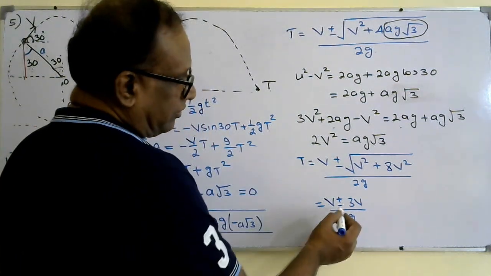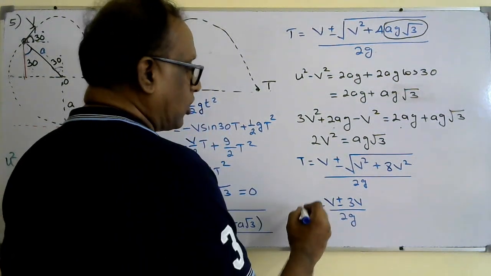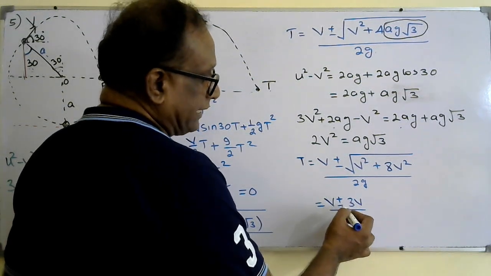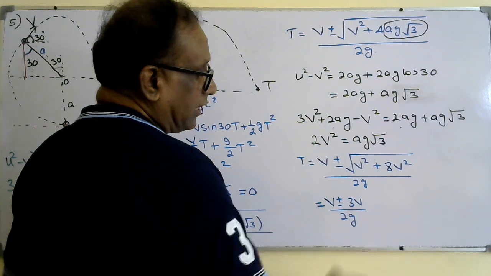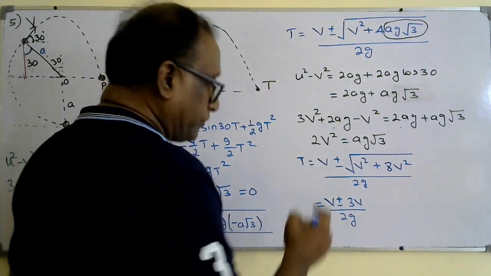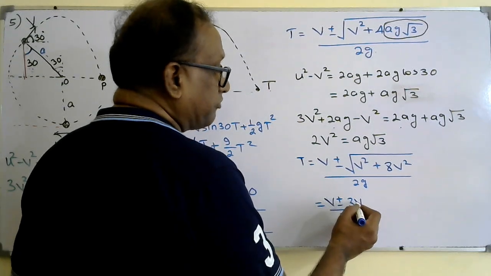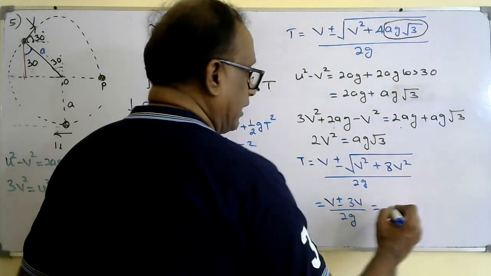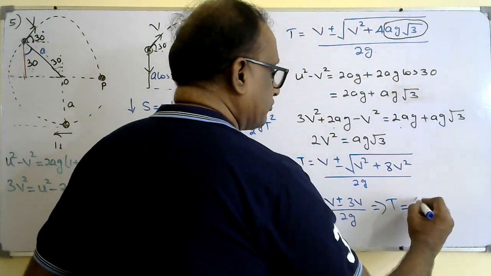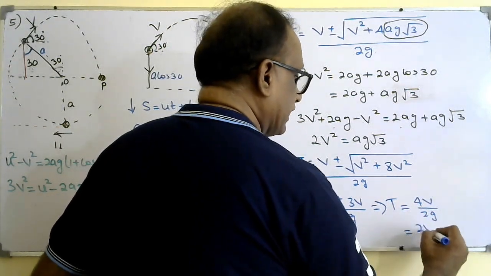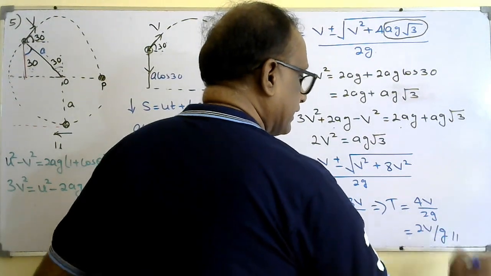Okay, so minus we don't take it because time is always positive. So minus means it will become minus 2v over 3g, can't be negative. So we have to take only the positive. If we take positive, v plus 3v, 4v. So that's going to be t is equal to 4v over 2g. So 2v over g. Right, interesting, is it?